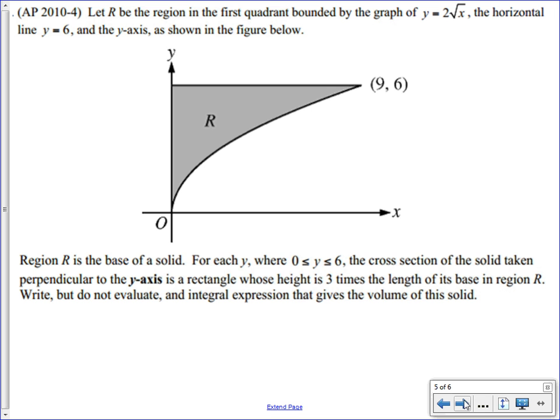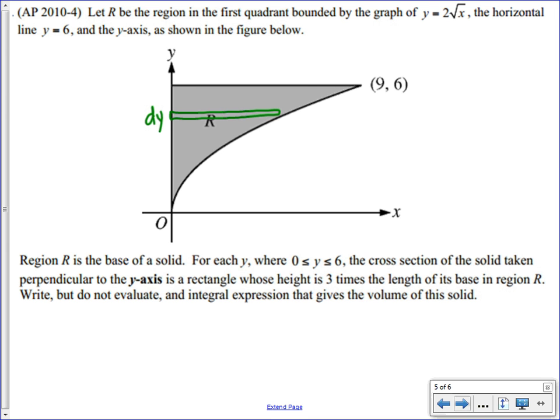Okay, so here's our region. But I want cross sections perpendicular to the y-axis. So it's right to left. So these have thickness dy. Which means, what are we going to have to do with our equations?